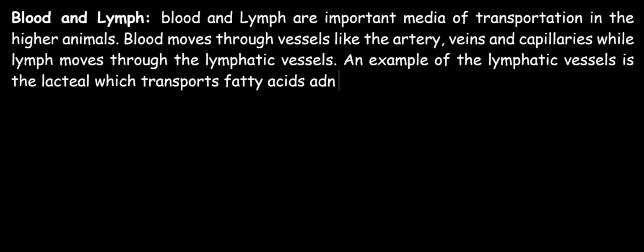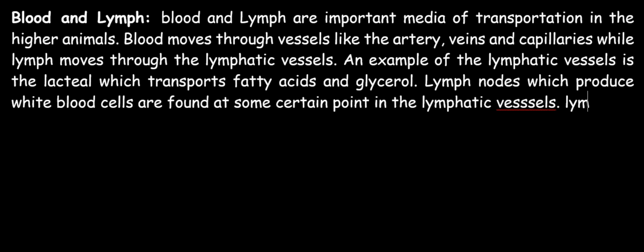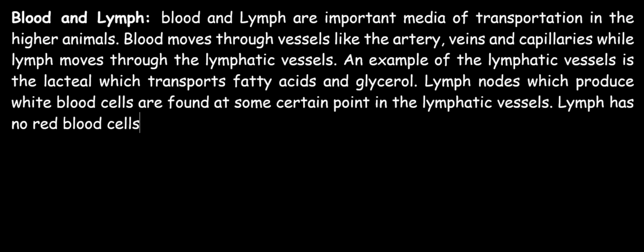At some terminal points in the lymphatic vessels, we see what we call the lymph nodes. Lymph nodes are responsible for producing white blood cells. That is, lymph nodes which produce white blood cells are found at set points in the lymphatic vessels. Lymph has no red blood cell. That is an important thing for you to know, that in the lymph, red blood cells are lacking. The next one we are going to be looking at is the cell sap or latex.